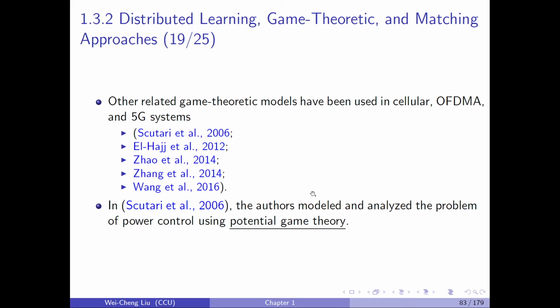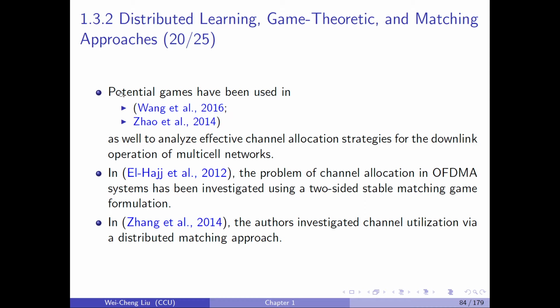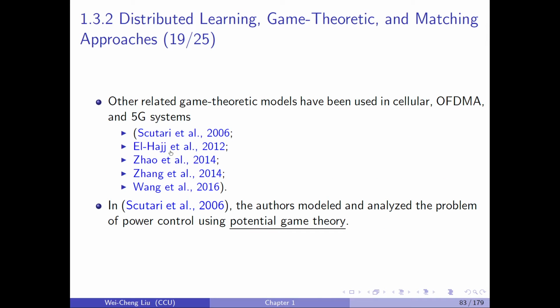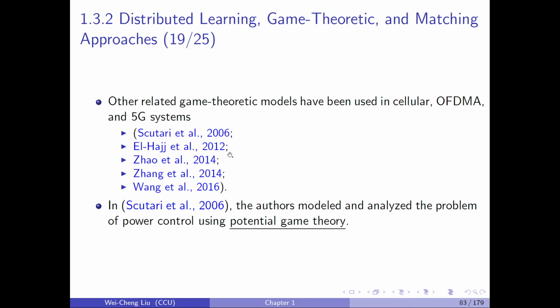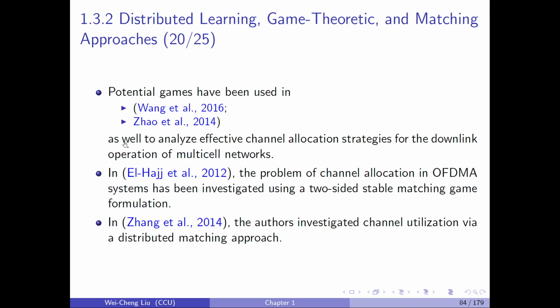Okay, let us go to the next page. Potential games have been used in the following two related works. The first is Wang et al. in 2016. Is this related work? And the second is Zhao et al. in 2014. Is this related work? As well to analyze effective channel allocation strategies for the downlink operation of multi-cell networks.